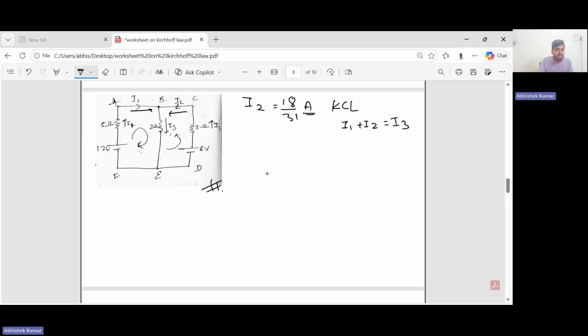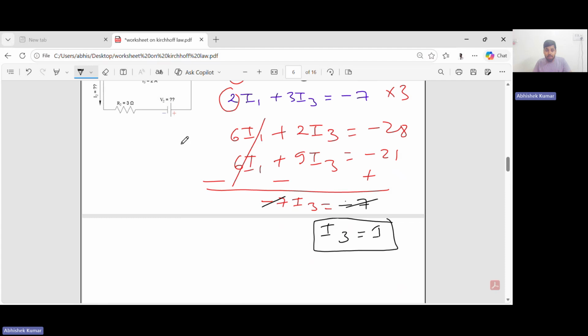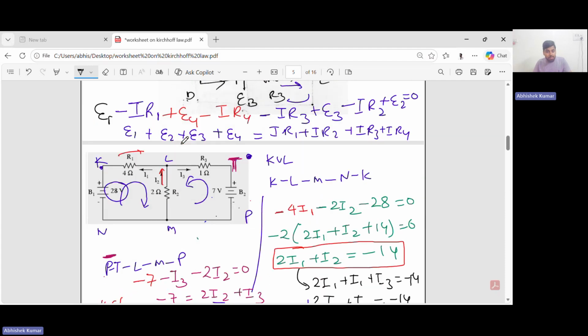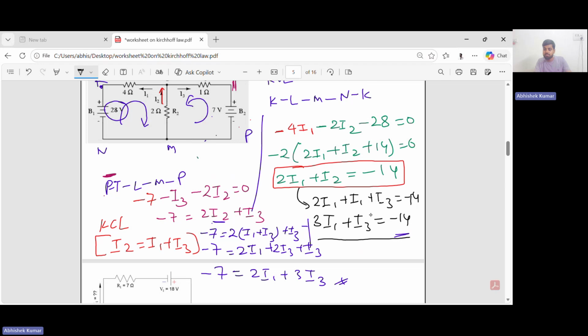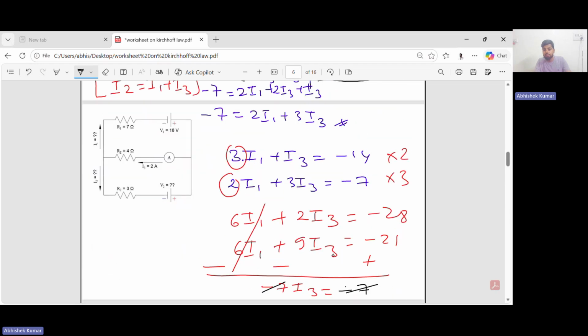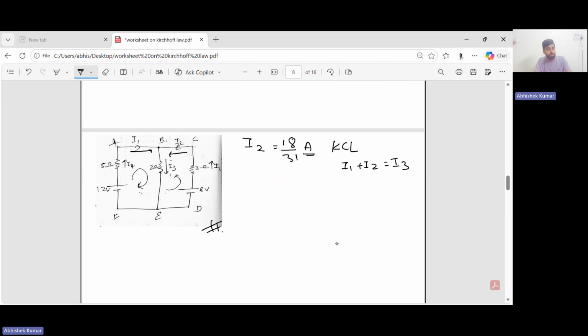Now apply KVL. How many places will it come? That is a very important thing. How many variables are there? 1, 2, 3. So we'll get 3 equations. Keep this in mind: 2 variables, 2 equations; 3 variables, 3 equations. Here we got 1, 2, 3. First we got this, then here, then again we substitute the value and we will get the equation. That is very important to know.